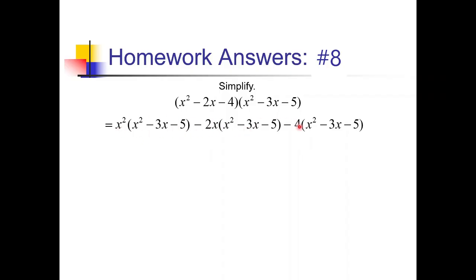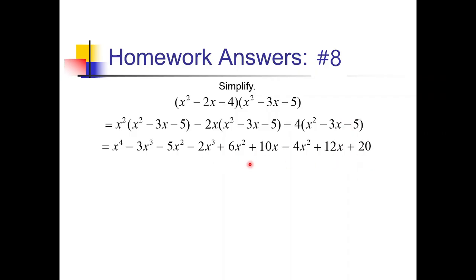So distributing in each of these cases now, x squared times x squared is x to the 4th. X squared times negative 3x is negative 3x cubed. And then we have negative 5x squared. Next, this is going to be negative 2x to the 3rd. Negative 2x times negative 3x is positive 6x squared. Negative 2x times negative 5 is positive 10x. And now we distribute this negative 4, so this is going to be negative 4x cubed, positive 12x, and negative 4 and negative 5 gives us positive 20.